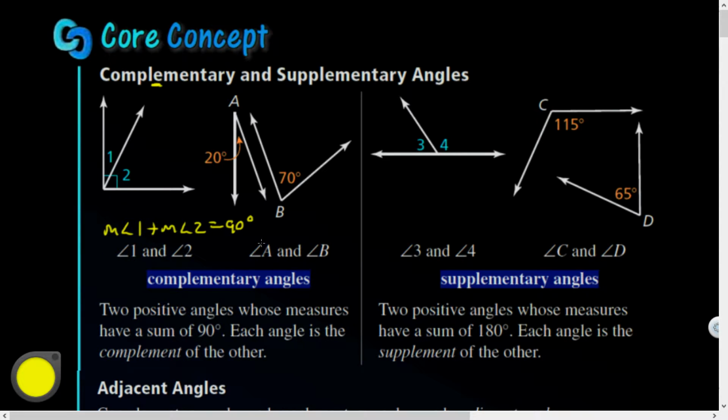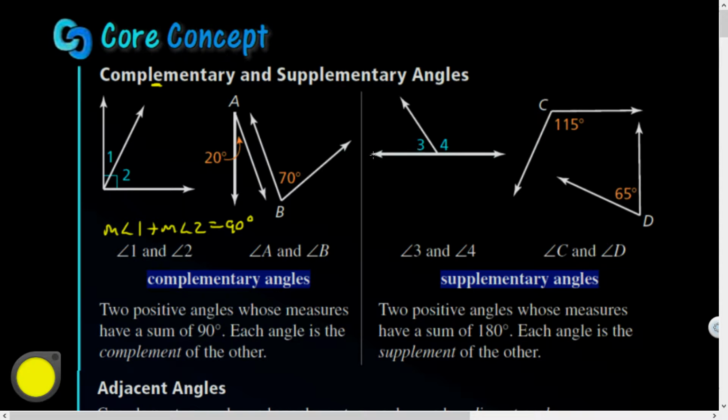So that's complementary angles, not to be confused with supplementary angles. Similar idea. Two positive angles. Wow. Does that suggest that negative angles could exist? Interesting. Pre-calculus is probably when you look at some of that. Two positive angles whose measures have a sum of 180 degrees. So 180 rather than 90. Okay. All right. Each angle is the supplement of the other.